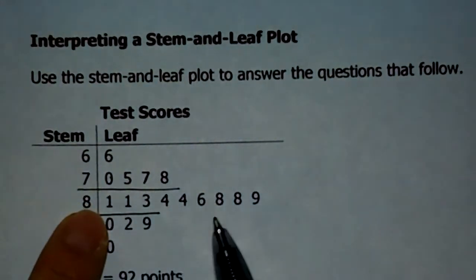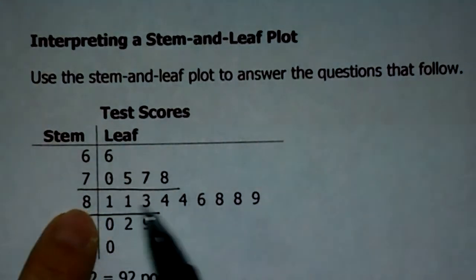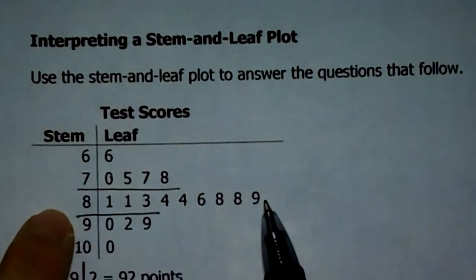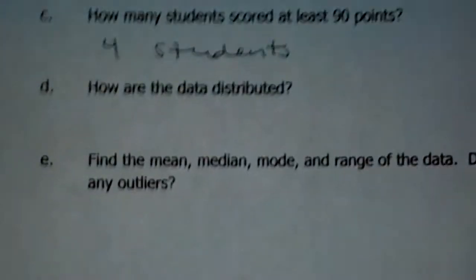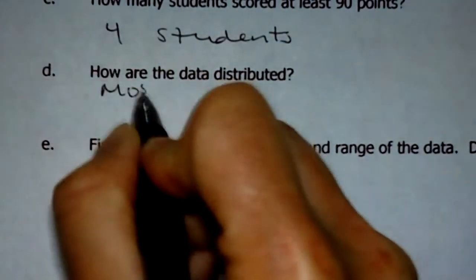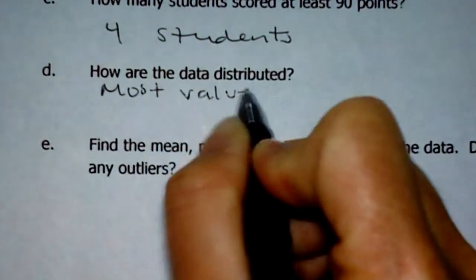So when you look at this stem and leaf plot, do you see how the 80s range has way more than all of the rest? That's the answer to the question. So when I ask you, how are the data distributed, you can just say most values are in the 80-point range. That's what you're going to write. So you go ahead. Most values are in the 80-point range.